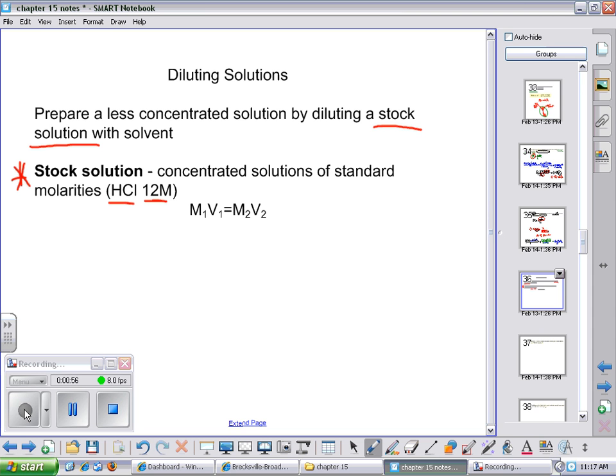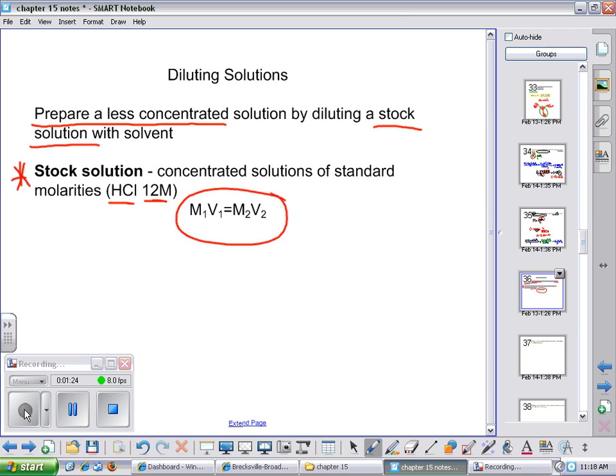So what we have to do is we have to dilute it down. We have to prepare a less concentrated solution by adding water to a stock solution. So we're adding water to this to dilute it down. So the equation that we're going to be using is M1V1 equals M2V2. Looks similar to those gas laws in the last chapters with the ones and the twos.